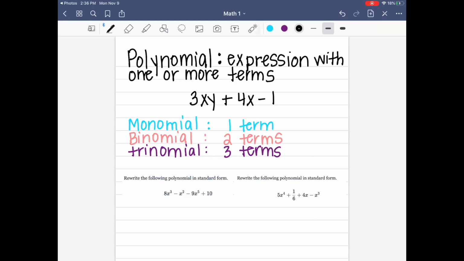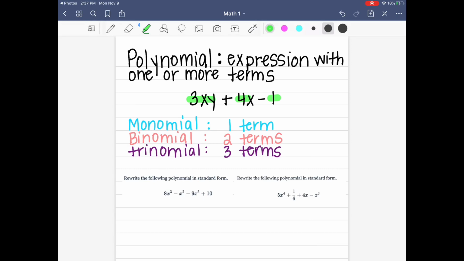Right, for today's lesson, we're going to be talking about polynomials. A polynomial, the prefix means many, is an expression with one or more terms. So what is a term? A term is any letter or number, so variable or number, that is separated by addition or subtraction. So when I look at this, if you can see highlighted in green, I have three separate terms.